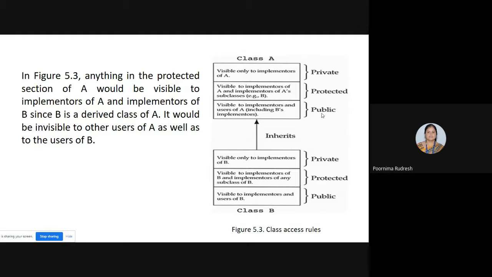We'll see that if we consider public, it is available to the users as well as to the implementers, right? Visible to implementers as well as to the users. Whereas the private is only visible to the implementers. Whereas the protected one is visible to implementers of A and implementers of A's subclass, means it is visible to the implementers of B, not to the users of B. Understood? That is the protected one.